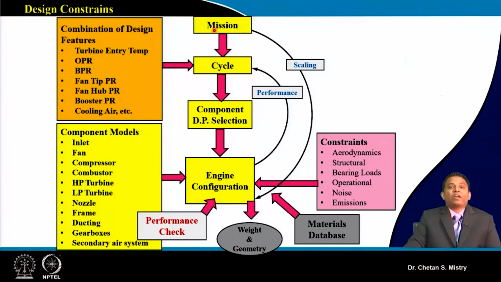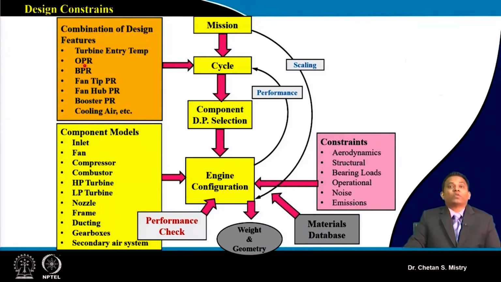So if we are defined with our mission, based on that we have done our cycle analysis, or we want to perform our thermodynamic cycle analysis. In order to do the thermodynamic cycle analysis, we need a combination of different design features, which includes turbine entry temperature. That is a main requirement. It decides what my efficiency of the plant will be. The higher the turbine entry temperature, the higher the efficiency.